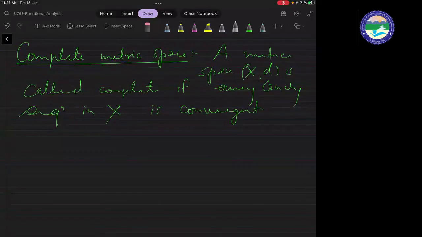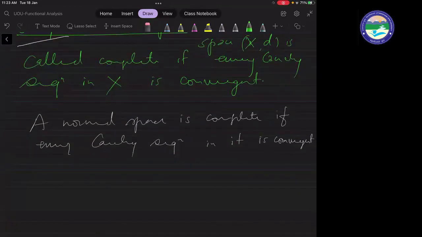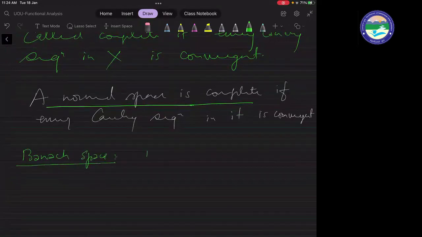Now you can talk about complete normed spaces as well. So a normed space is called complete if every Cauchy sequence in it is convergent. Correct? Yes, sir. Such normed spaces are called Banach spaces. So here is the definition: a Banach space is a complete normed space.